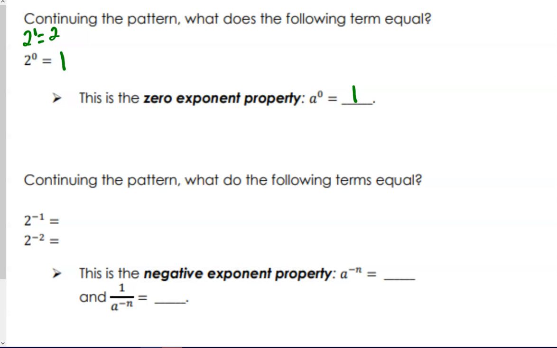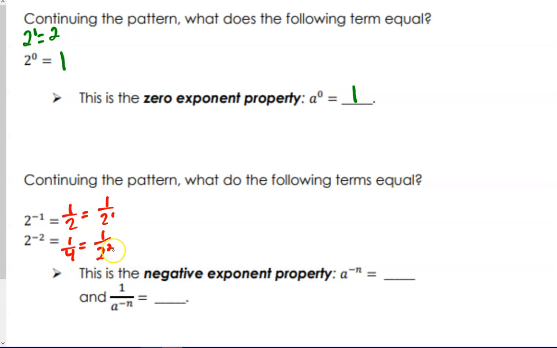Next property. So if I keep decreasing, so I had 2 to the 0. Now if I go down to 2 to the negative 1, well, I'm still going to keep dividing by 2. So 1 divided by 2 is our next value. That's the same thing as saying 1 over 2 to the power of 1, right? If I go down again, I'm going to divide again. Now we have 1/4, which is the same thing as 1 over 2 squared. Okay? So notice what happened. 2 to the negative 1 became 1 over 2 to the 1. 2 to the negative 2 became 1 over 2 squared.